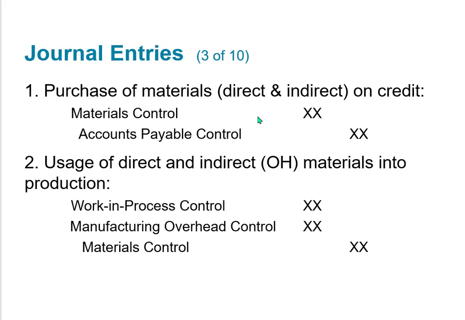So in journal entry 1, we purchased direct materials. There's your purchase of materials, some control account, and then into accounts payable. In journal entry 2, we used direct and indirect materials, and notice that the direct materials are debited to the work in process account. So that's our direct material and direct labor. The indirect materials are part of overhead, so they're debited to the manufacturing overhead control account. Everything comes out of materials, but the direct go to work in process, the indirect go to manufacturing overhead control.